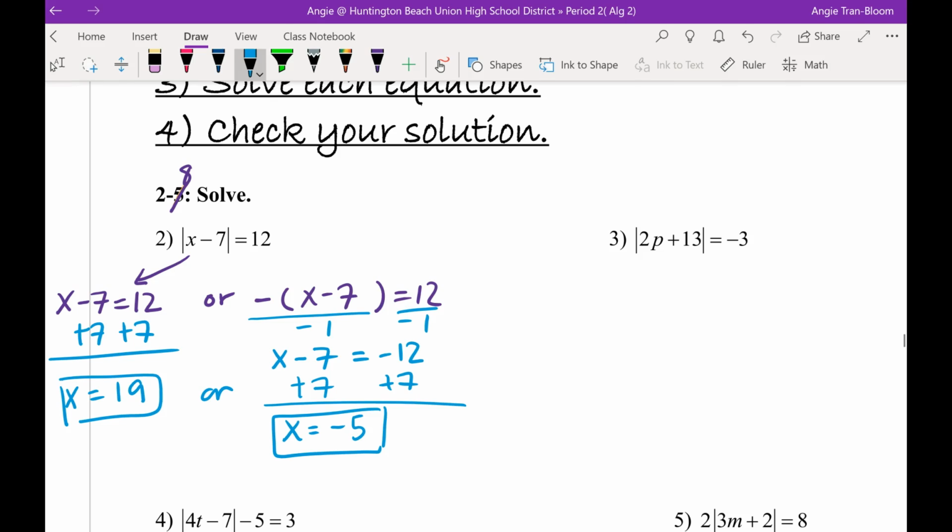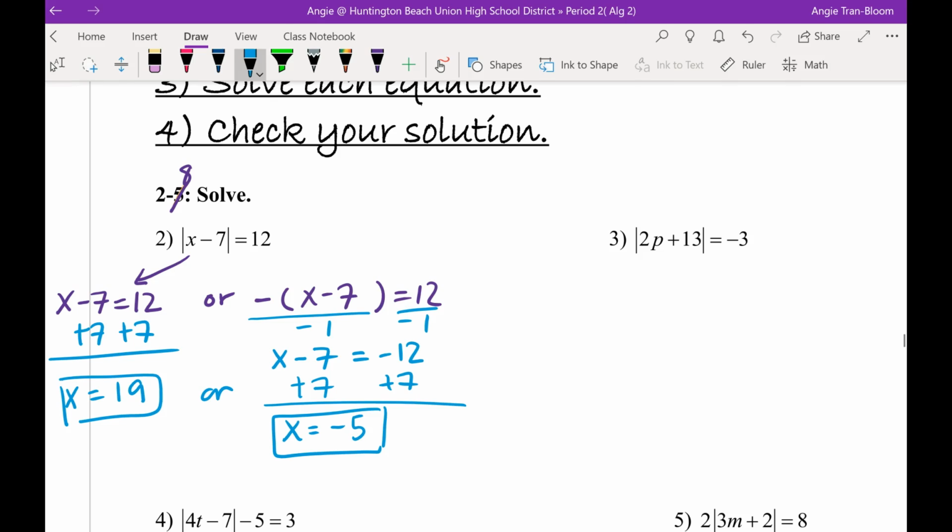Sometimes, by the way, do they have to work? No. So what if you check them and they don't work? Then you either did your algebra wrong or they have what? No solutions. Okay. Let's try number 3.